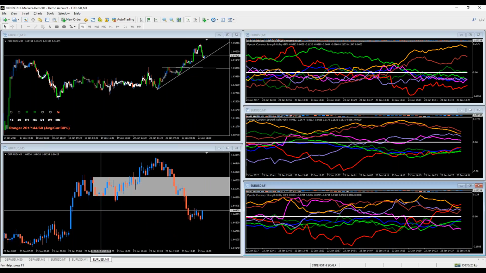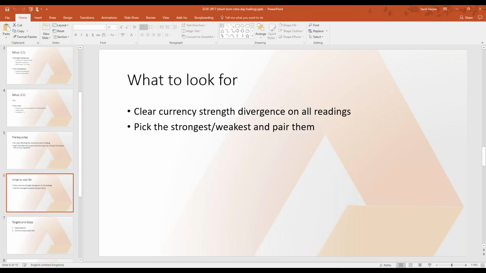Let me delete these. Excuse me. Okay, good. So we want to pick the strongest and the weakest, and we want to pay attention perhaps to the form, the shape, the degree of reflection in the currencies, because, as we talked about earlier, these are the best currencies to trade.